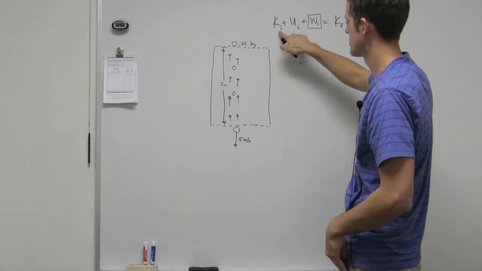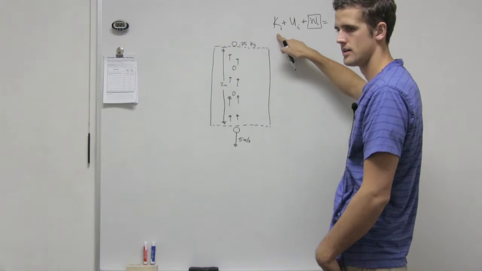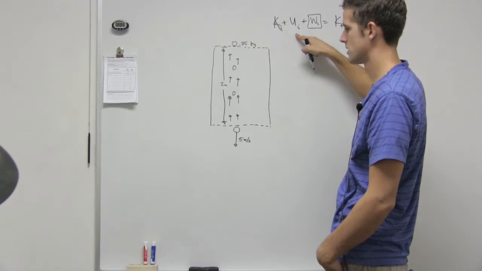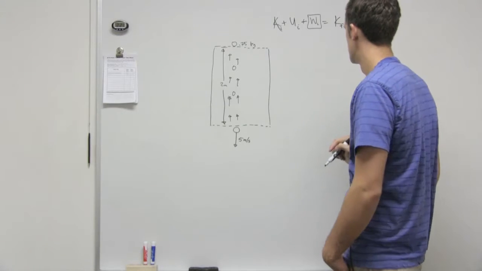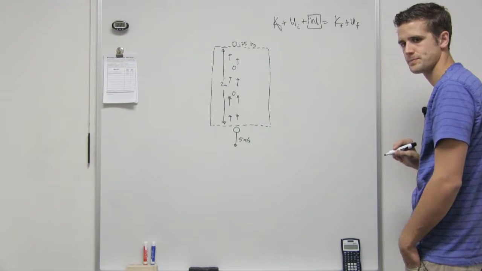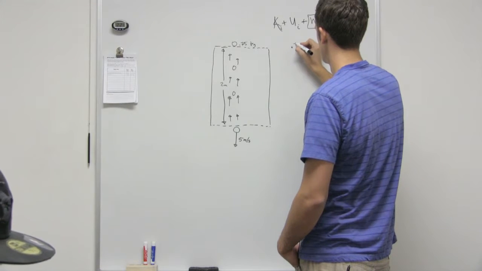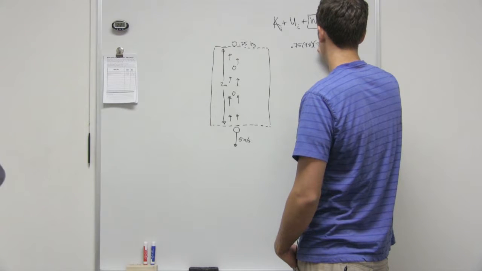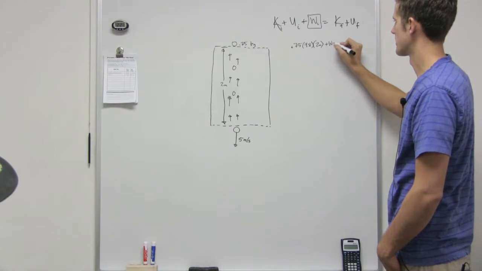So how much kinetic energy does it have at the top? 0. How much potential energy? Potential energy, the equation, would be 0.75 times gravity times 2 meters. And then work is what we're looking for.